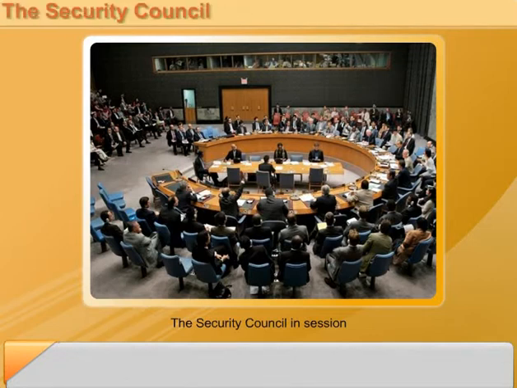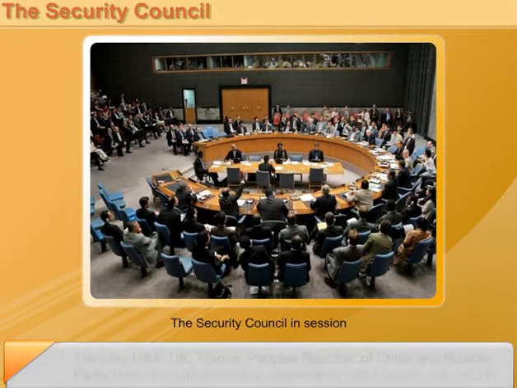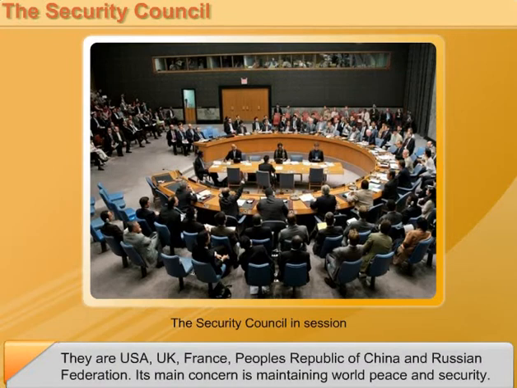The Security Council. It is the most important organ of the UN. It consists of 15 members. 5 of them are permanent members. They are USA, UK, France, People's Republic of China and Russian Federation. Its main concern is maintaining world peace and security.